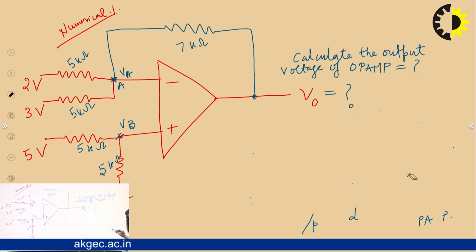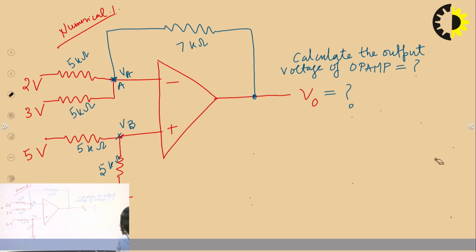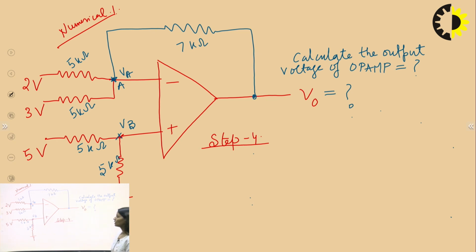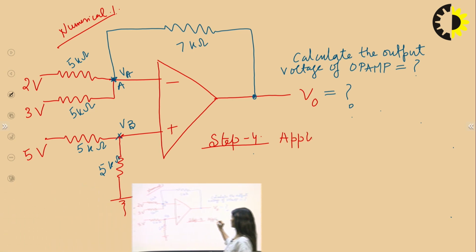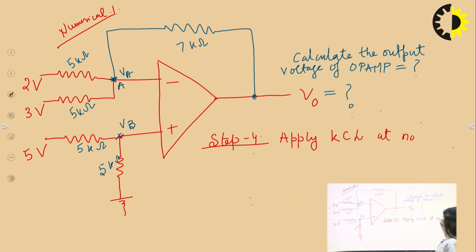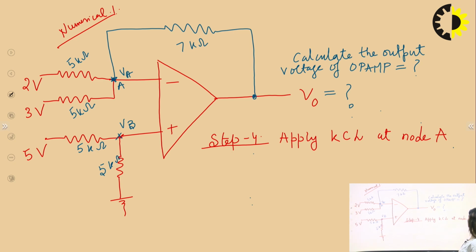I am doing this on the same slide because my numerical is here. So I will write my step 4. Step 4, apply Kirchhoff current law at node A.